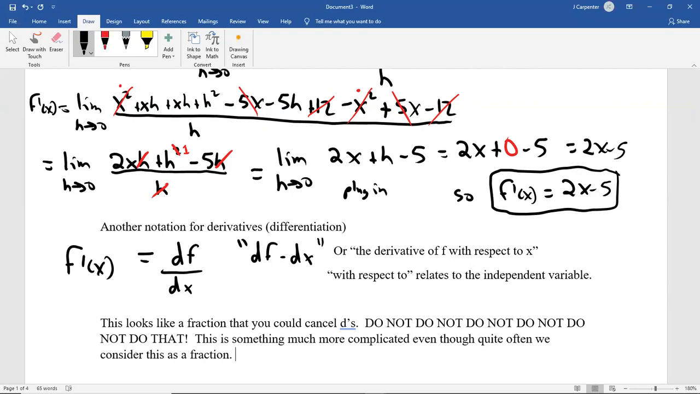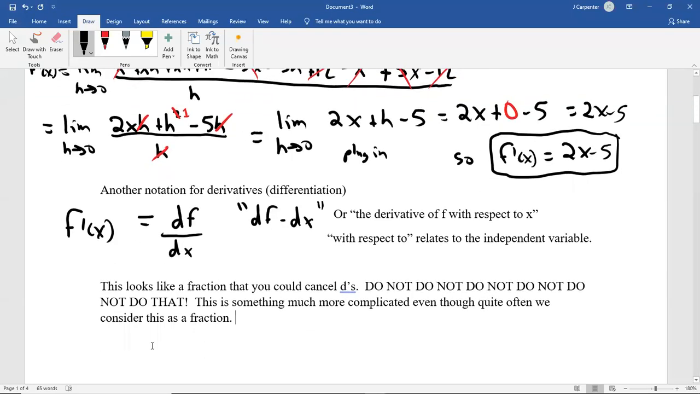Because it is a fraction in that df is a thing and dx is a thing, and we are studying the change of those. It's how the function changes with respect to how the independent variable changes. But the d's are not their own thing. The df is a thing. The dx is a thing.